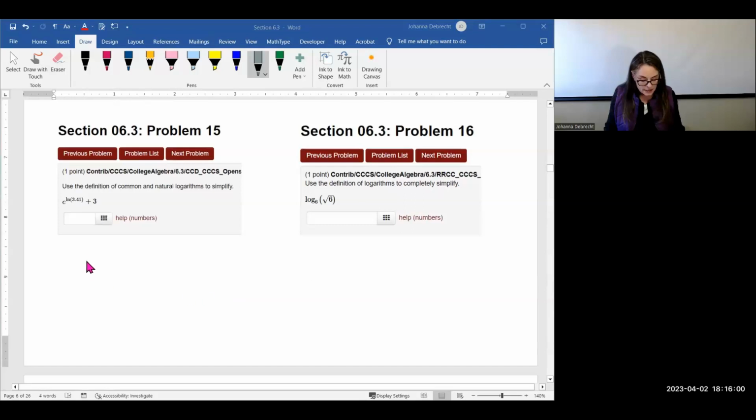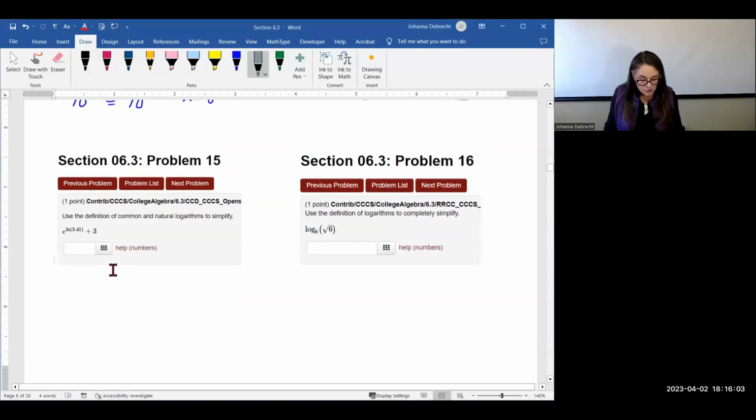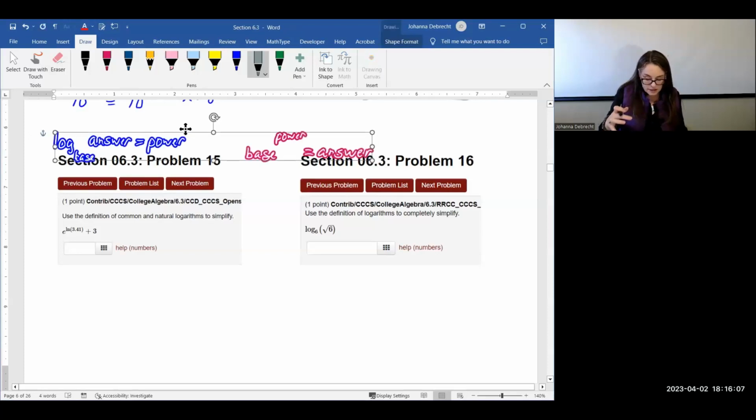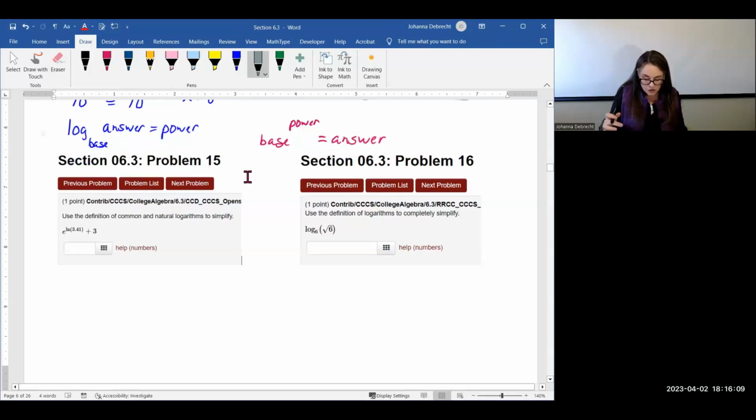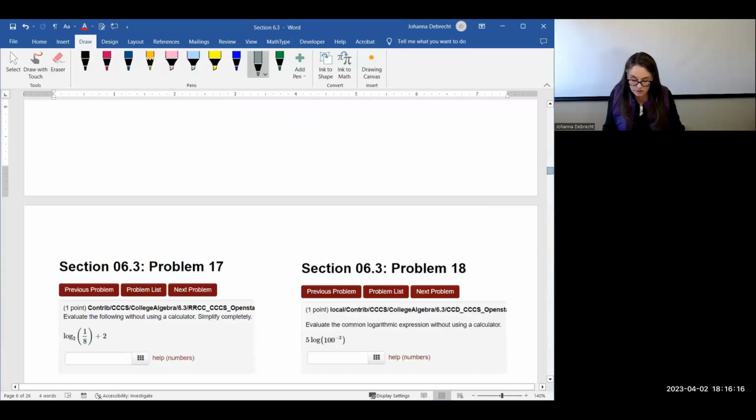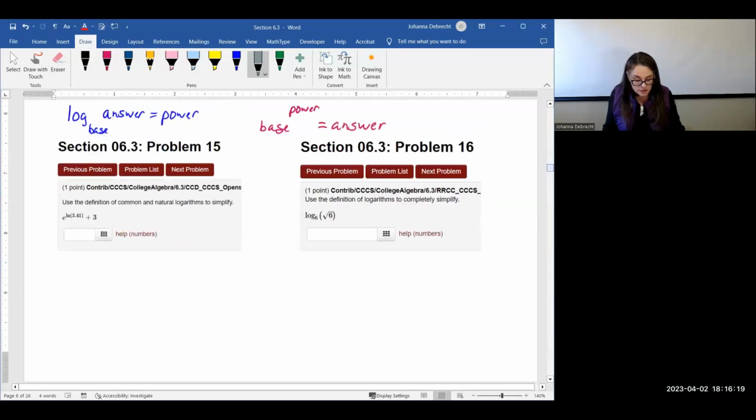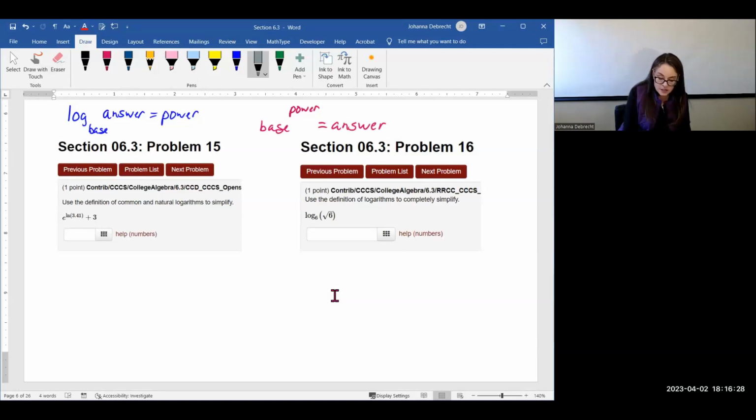Let's now look at the next part. So we're going to put our mnemonic device back in. Well, it's not a mnemonic device. It's just a helper to make sure that we don't forget the relationship. So when I'm looking at this one, oops, that's too far. It's not going to let me scroll too well. Okay, so when I'm looking at this one, I want to use the definition of common and natural logs to simplify. So let's start with what we have and then decide if we have exponential or logarithmic form.